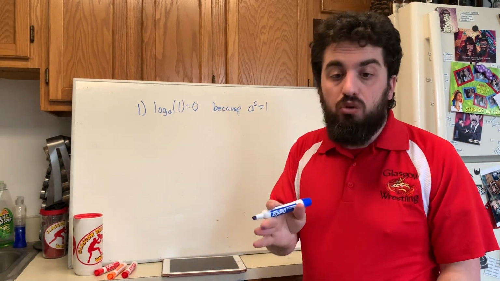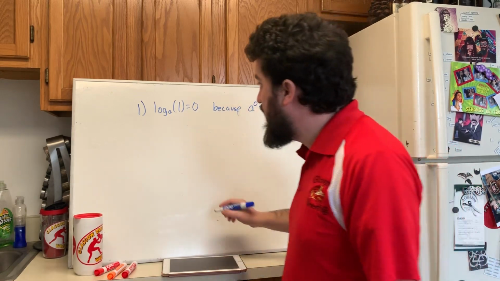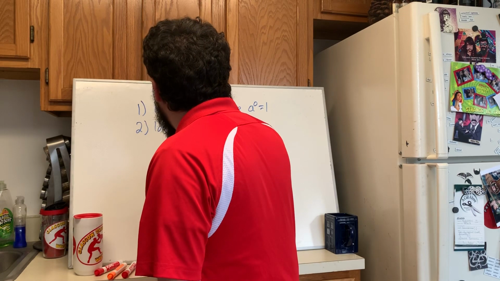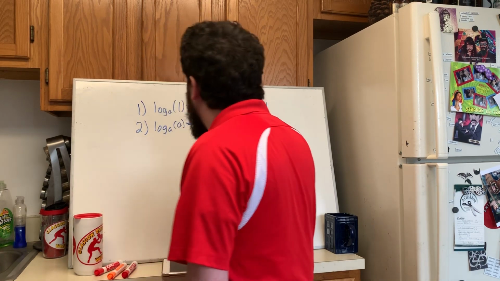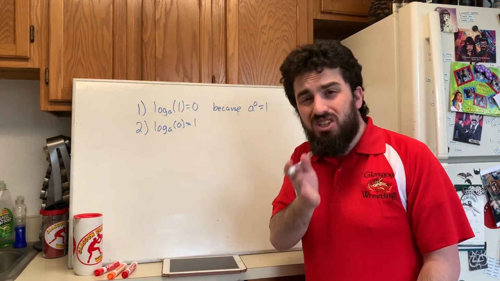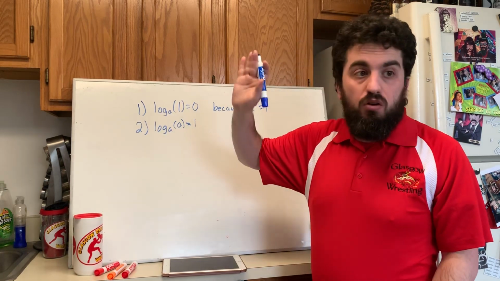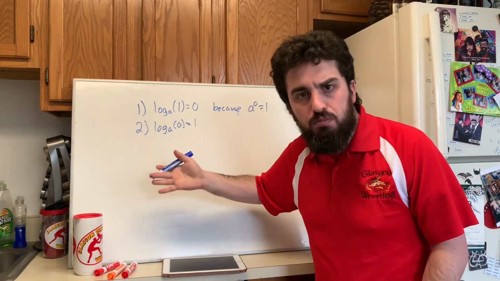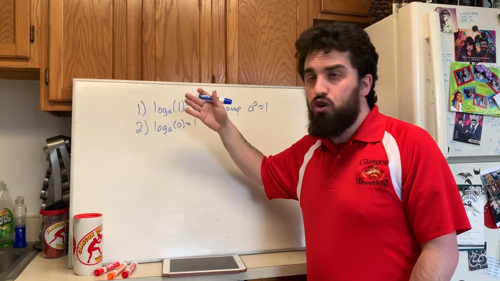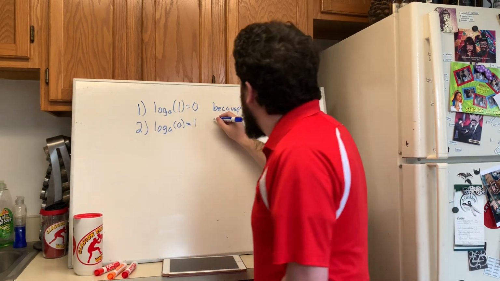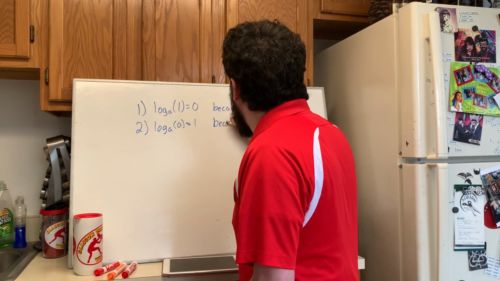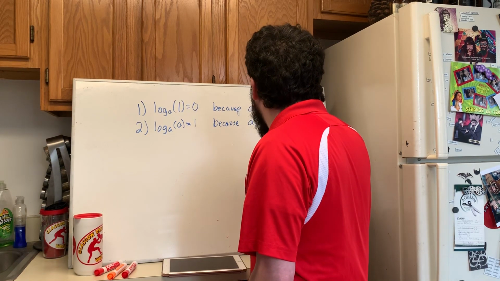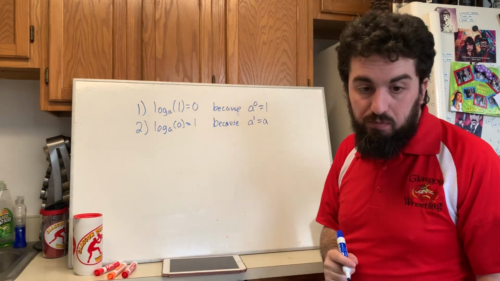The next property we're going to look at is log base A of A. Log base A of A is equal to 1. What I'm saying here, hey, 5 to what power gives me 5? Well, 5 to the first power gives me 5. 20 to the first power gives me 20. So basically that comes down to, because A to the first power is always equal to A.